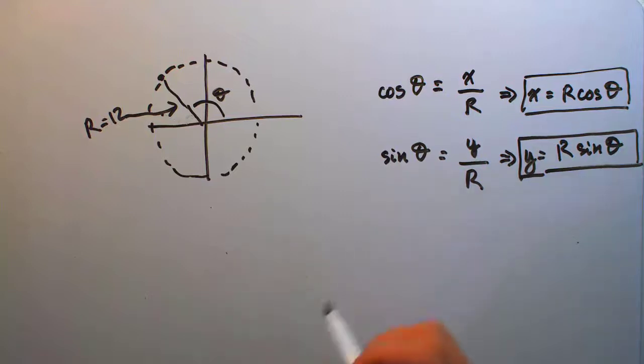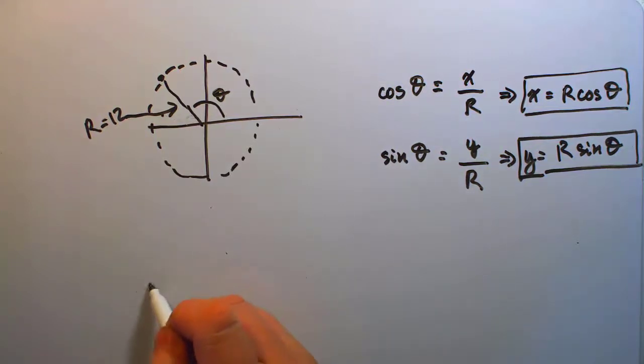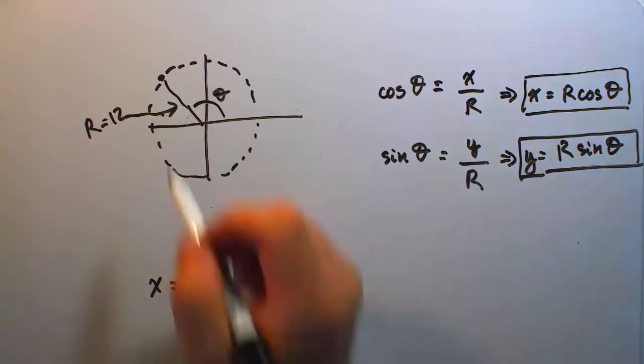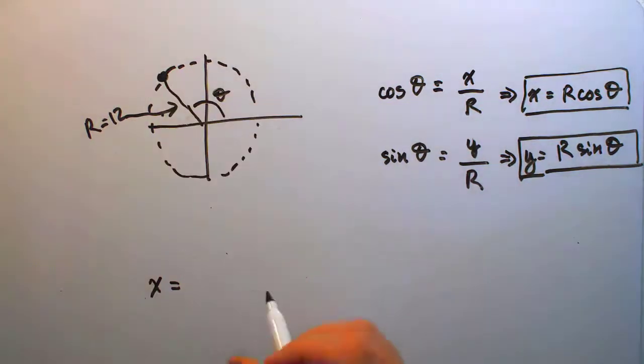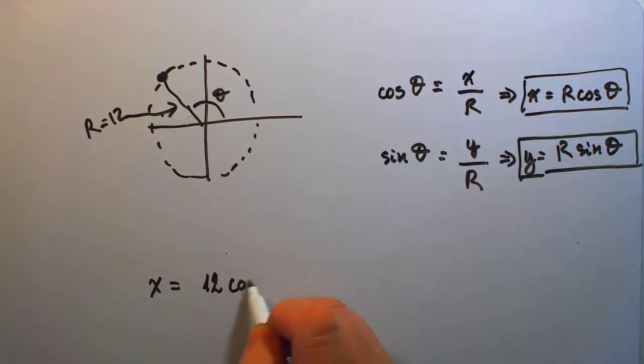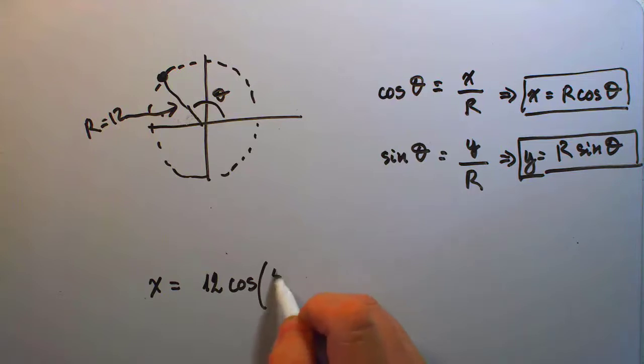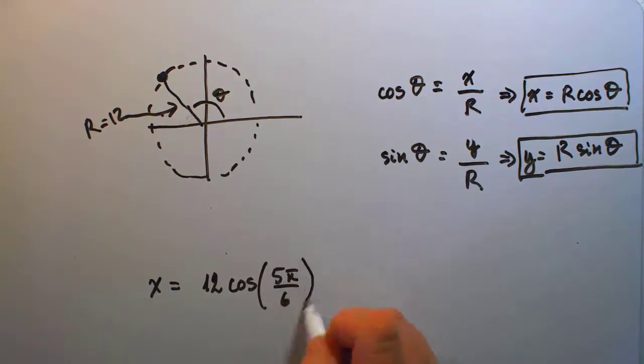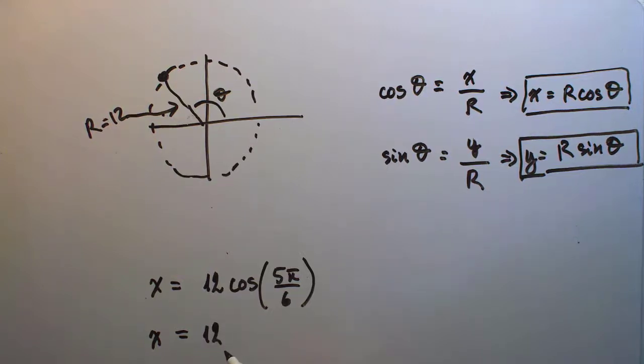And so the answer is almost here. The x coordinate for my terminal point is going to be simply the radius 12, as given, multiplied by the cosine of the angle 5 pi over 6, which was the angle it made with the positive x-axis. So what we're looking at now is 12 times negative square root 3 over 2.